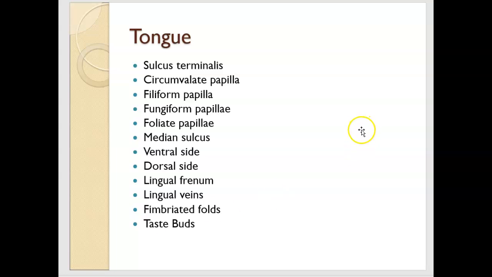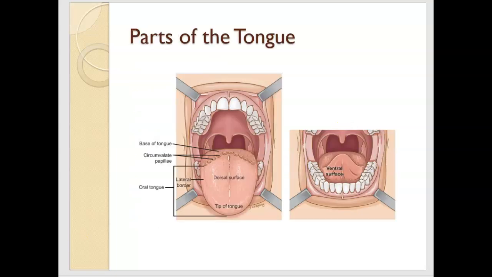On the tongue, there's many landmarks that we want to pay attention to, and here are some of the ones we need to know: the dorsum of the tongue, which is the top, the ventral surface, the tip of the tongue, the circumvallate papillae, and the base of the tongue.